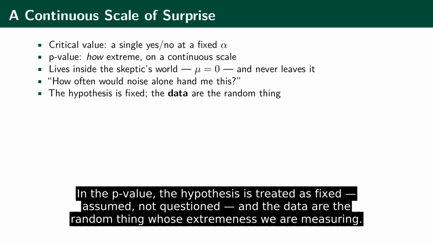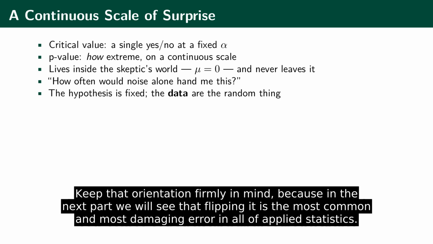In the p-value, the hypothesis is treated as fixed, assumed, not questioned. And the data are the random thing whose extremeness we are measuring. Keep that orientation firmly in mind, because in the next part, we will see that flipping it is the most common and most damaging error in all of applied statistics.